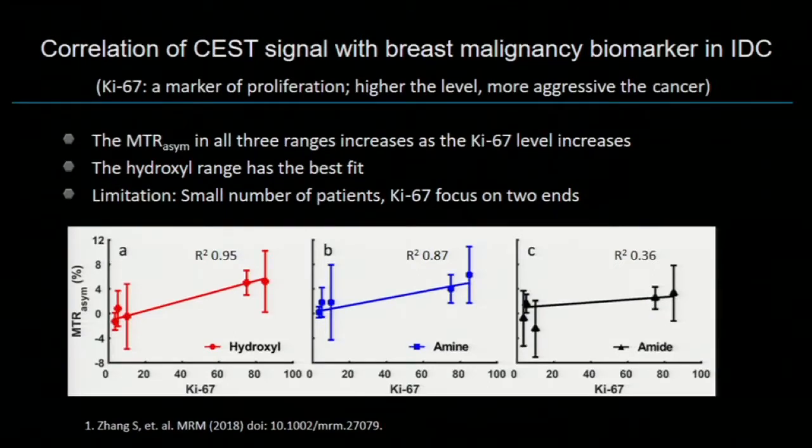We also correlate the CEST signal with the Ki-67 level in the IDC patients. Ki-67 is a marker of proliferation. The higher the Ki-67 level, the more aggressive the cancer. As we can see in the figure down here, the MTR asymmetry in all 3 frequency ranges increases as the Ki-67 level increases, but the hydroxyl range has the best fit.